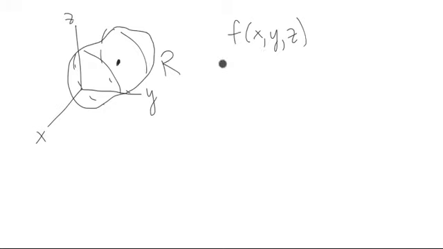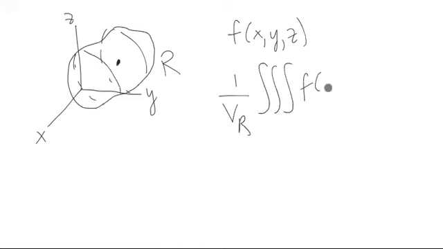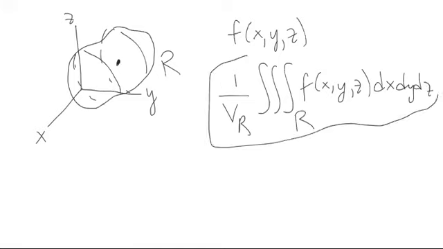Now, analogous to what we've done before, it's simply done by taking 1 over the volume of that region, and then you just look at the integral of f(x, y, z) dx, dy, dz over that region. This right here would compute the average value of the function.